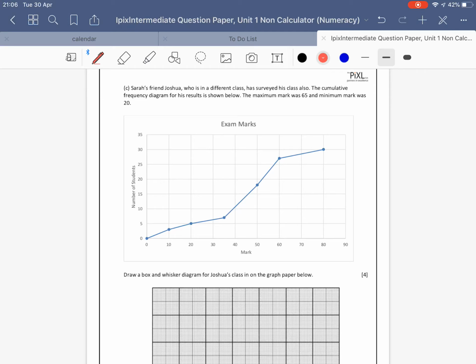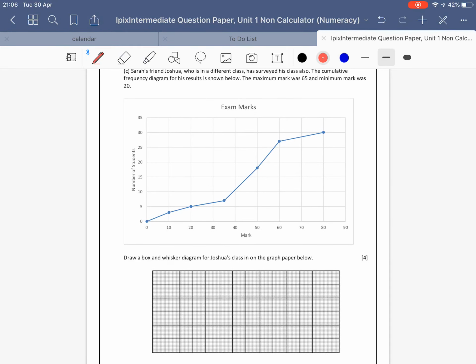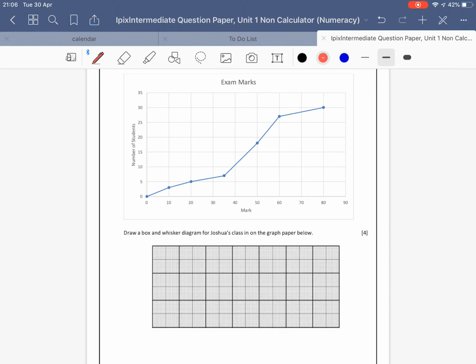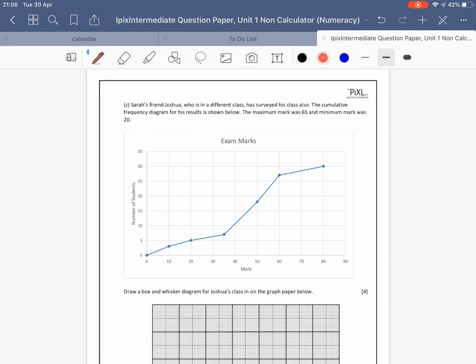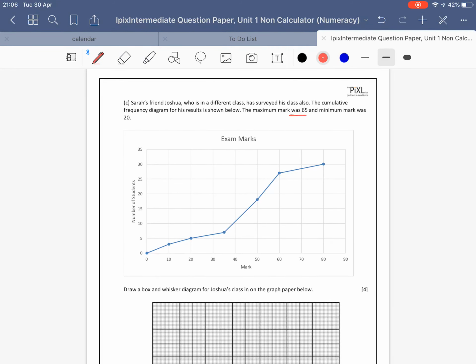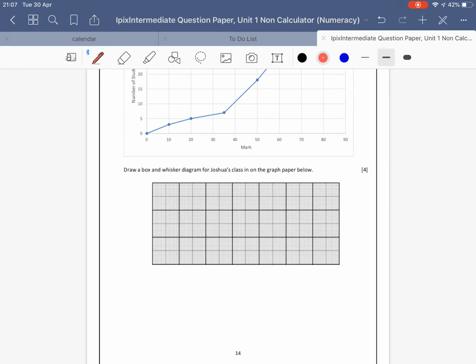Sarah's friend Joshua is in a different class. He surveyed his class. Also, the cumulative frequency diagram for his results is shown below. The maximum mark was 65 and the minimum mark was 20. Draw a box and whisker diagram for Josh's class. For a box and whisker diagram, we're going to need 5 bits of information. We need the maximum, 65, and the minimum, 20. Then we need the median, the lower quartile, and the upper quartile.